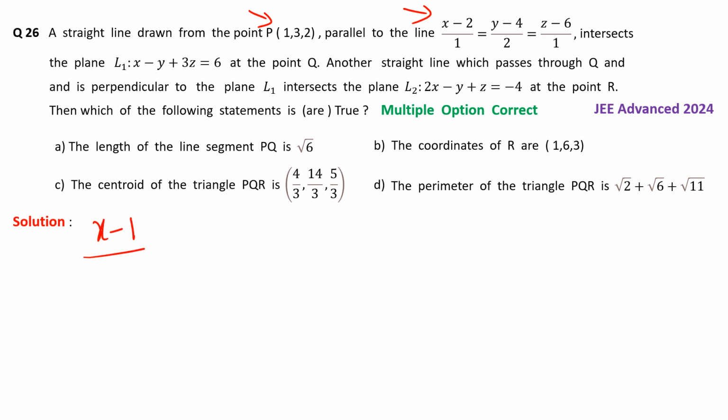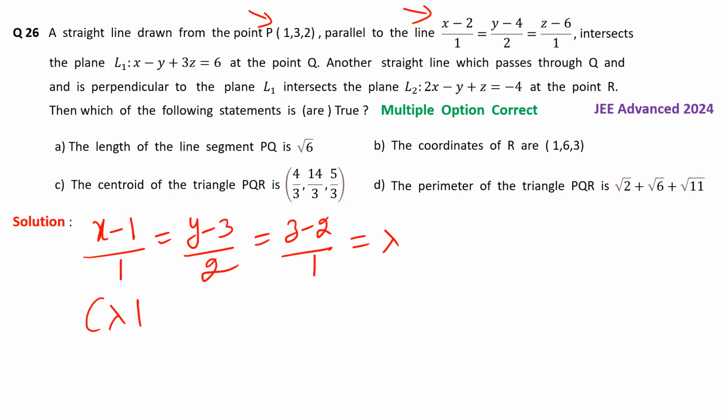(x minus 1)/1 equal to (y minus 3)/2 equal to (z minus 2)/1. Now students, I will be writing the general coordinates of any point lying on this line. And it becomes lambda plus 1, 2 lambda plus 3, lambda plus 2. Now to find the coordinates of the point of intersection of this line with the plane L1, I will be substituting these general coordinates in the equation of the plane.